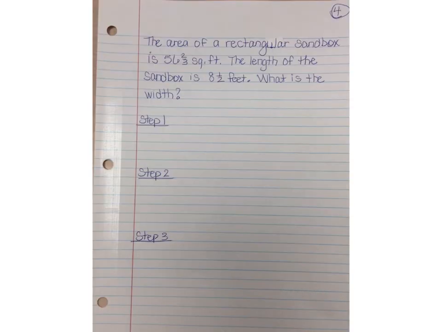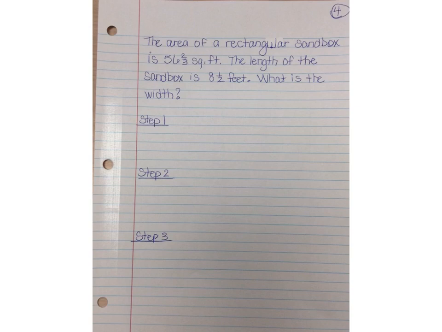Okay, for box 4 we're going to do a word problem. The word problem reads, the area of a rectangular sandbox is 56 2/3 square feet. The length of the sandbox is 8.5 feet. What is the width?